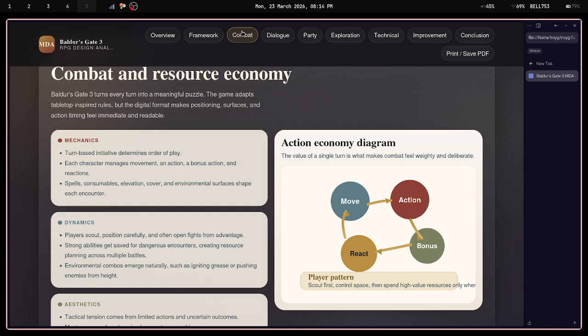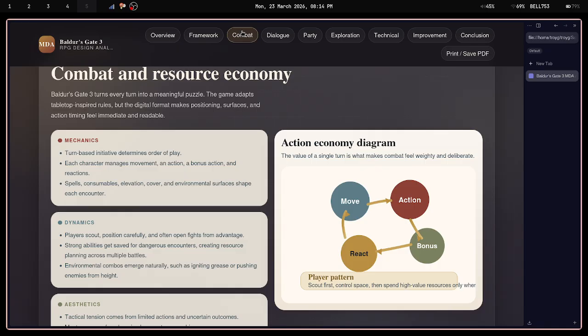They also start using the environment strategically. For example, instead of only attacking enemies directly, players might ignite grease, push enemies off ledges, or combine spells with terrain. These dynamics create some of the game's strongest aesthetics.